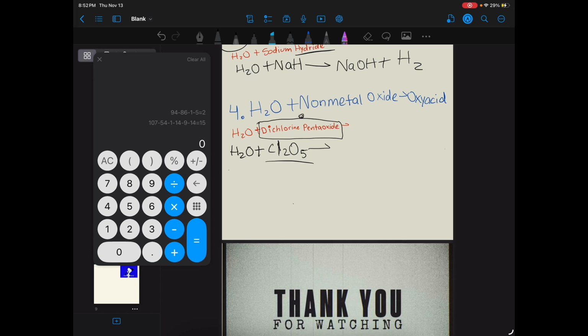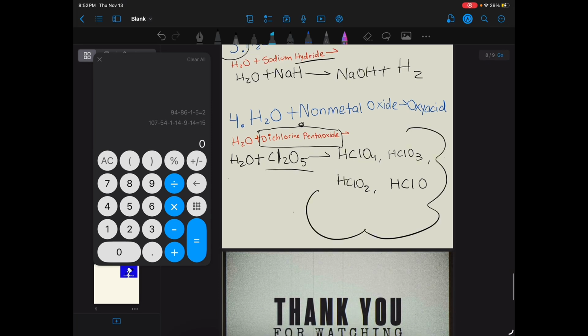That would be HClO4, HClO3, HClO2, and then finally HClO. So all of these are our oxyacids that can be used to solve this type of problem because they have the needed chlorine and obviously oxygen because they're oxyacids.